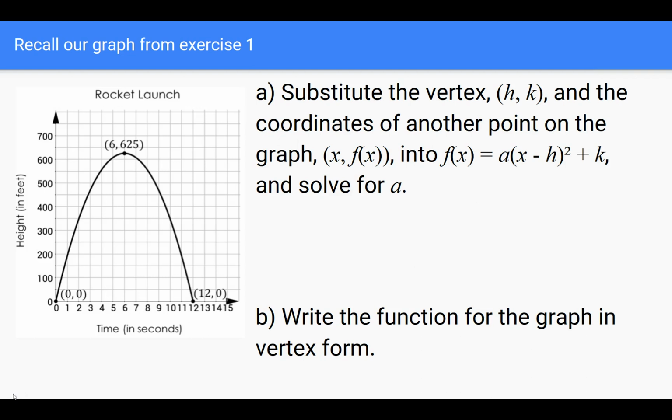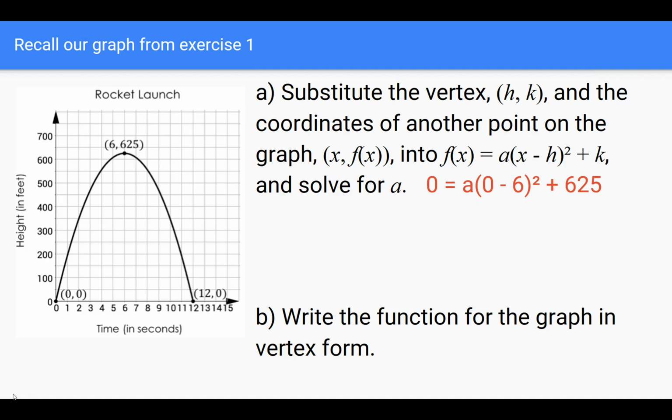We need to pick a point. It doesn't matter which one. They have a couple of them labeled for us. How about the point 0, 0? Sound good? You could pick any point. I like to pick easy ones. I think 0, 0 is going to be pretty easy. So I'm going to use the vertex, and I'm going to use the point 0, 0. So using the point 0, 0 means I have a value that I'm going to plug in for x and for y.